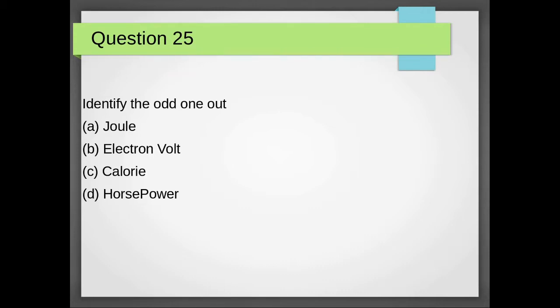Suppose you know it very well, then you should be clear that electron volt is actually the unit of energy when we deal with energies at the subatomic level or quantum physics. So electron volt is the unit that's commonly used for the extremely low quantities of energy that we deal with at the subatomic level. So the first three options are units of energy, whereas the last one is the unit for power and hence is the odd man out.